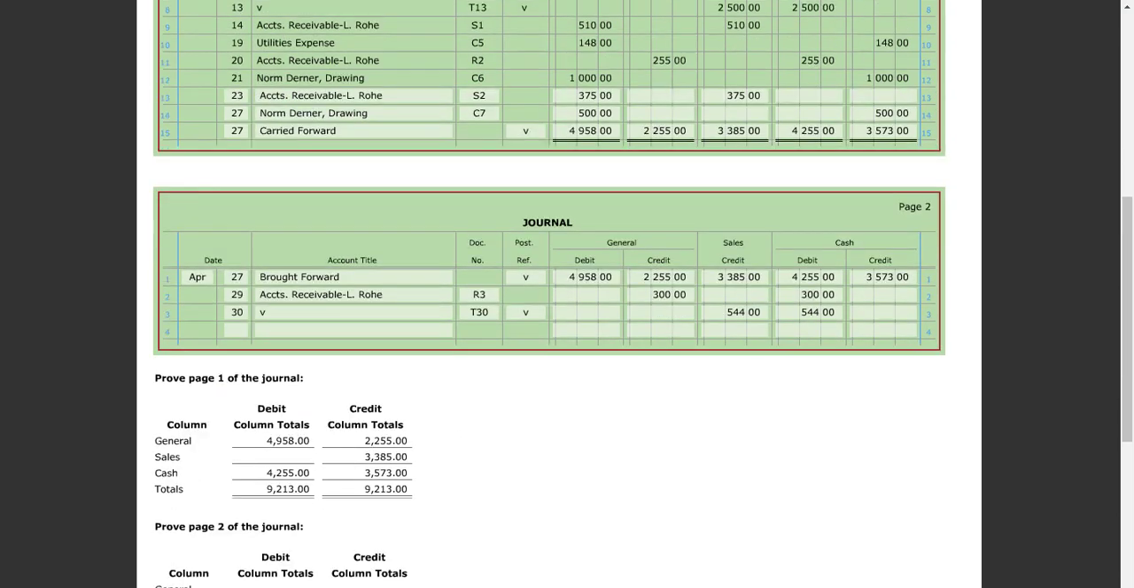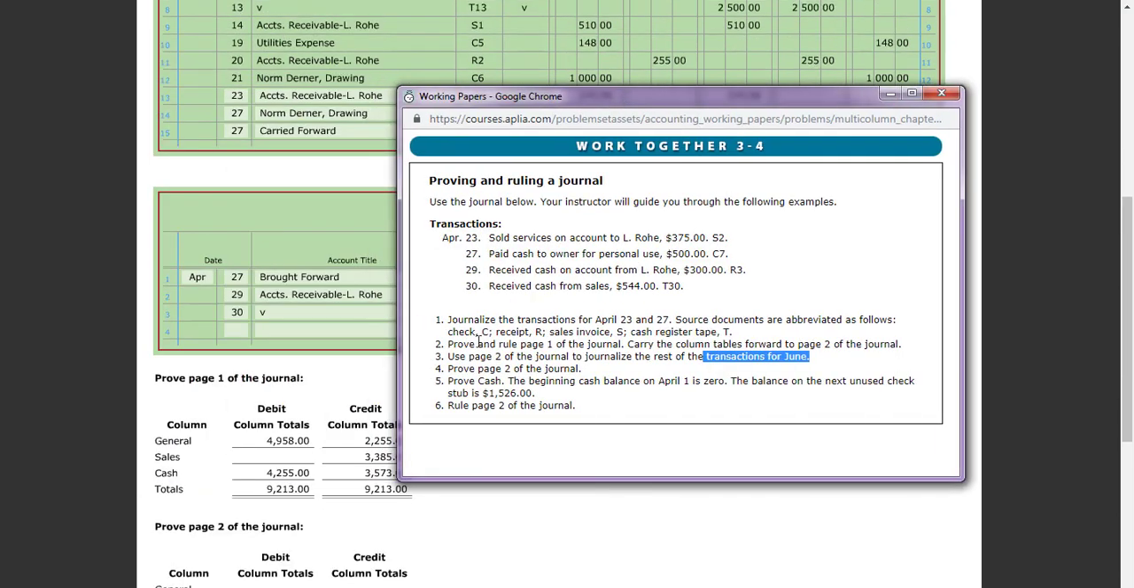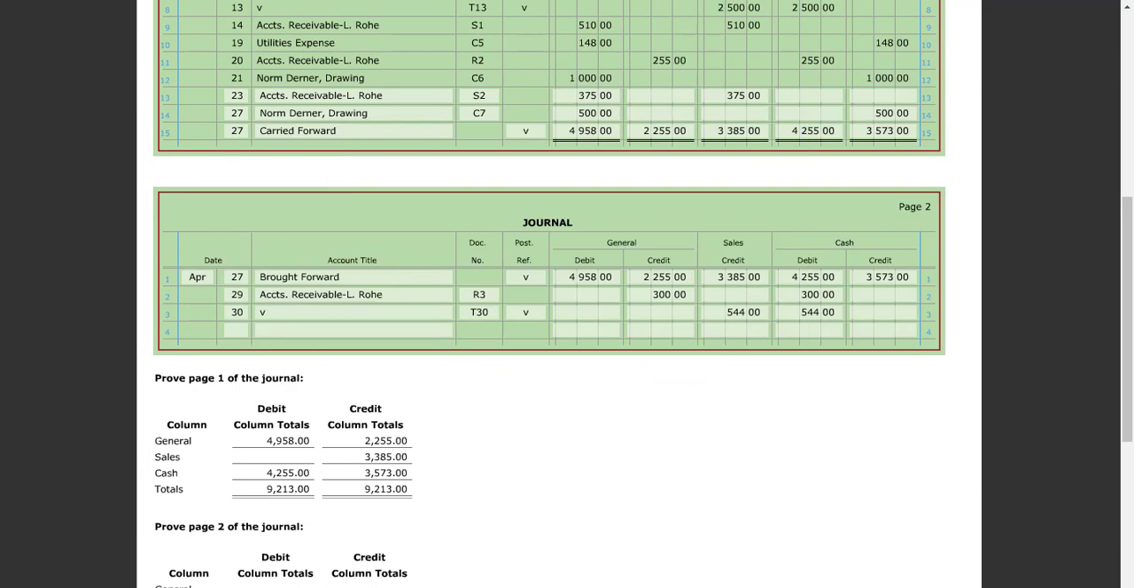Now, we are to instruction number 4. Prove page 2 of the journal. Okay, so congratulations, you are to the end of April. Now, anytime we are going through and recording transactions and we get to the end of the month, we have to have totals on the last day of the month.